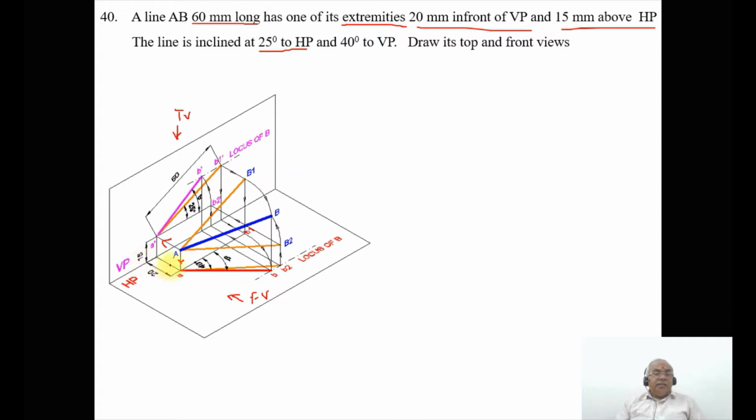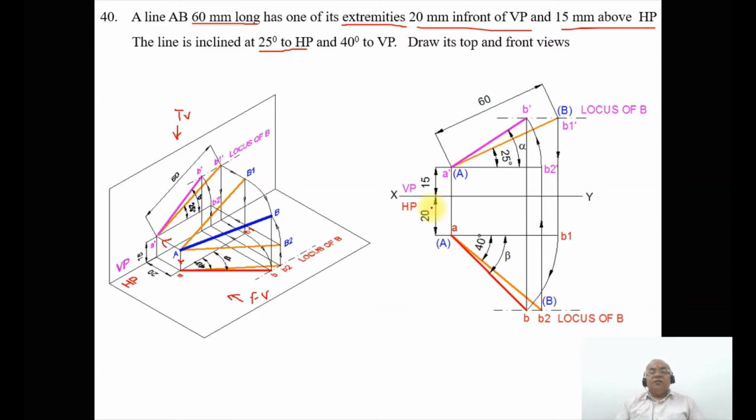So the end A is in front of VP by 20 mm and end B1 is also in front of VP by 20 mm. When you keep it in space, you get that line as AB1. As you look from the front view, it falls on the vertical plane here. So A dash B1 dash is the line which is the true length, inclined at 25 degrees to HP. You can see here. But as we look from the top view, the image falls on the horizontal plane. So A is in front of VP by 20 mm and B1 is also in front of VP by 20 mm. That is quite evident.